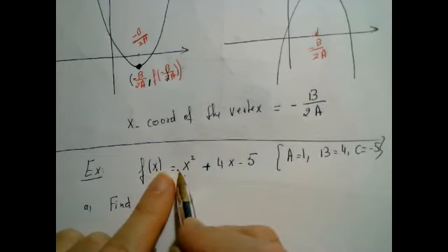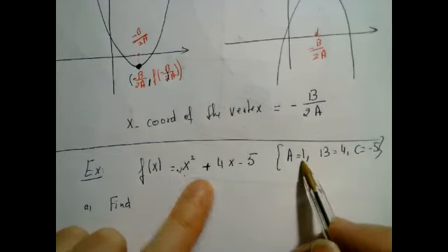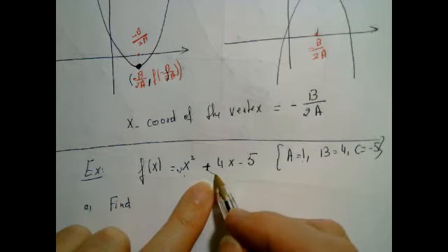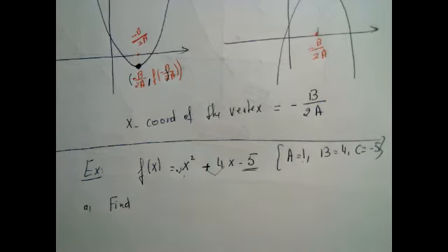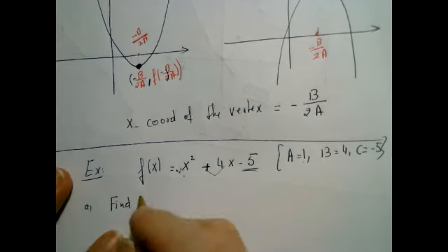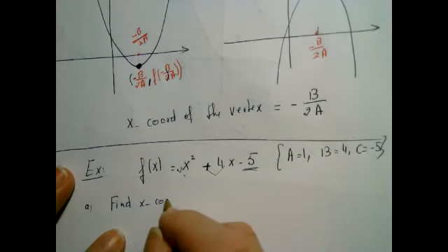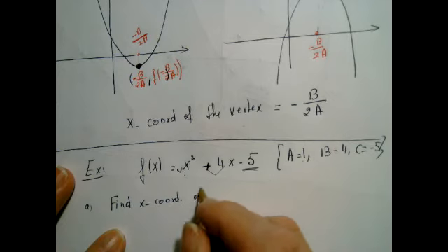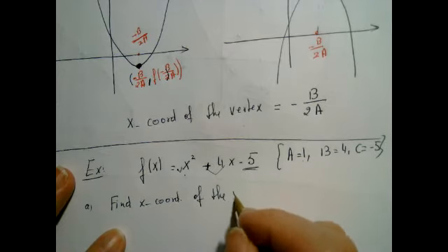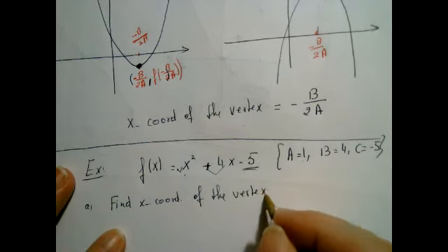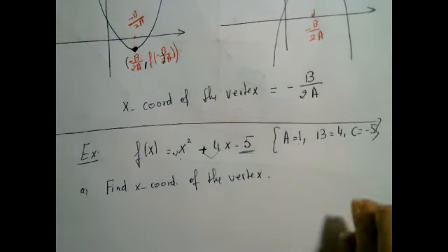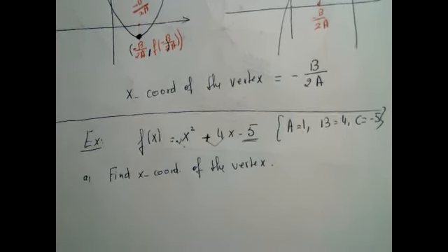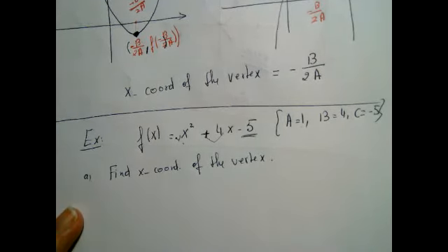So you always have to identify a, b, c when you have a quadratic. A is what multiplies x squared, which is 1. B is what multiplies x, which is 4. C is the term that has no x. Question number 1 is find the x coordinate of the vertex. Okay, so that's a parabola. I want the x coordinate of the vertex, and then we will have a graph where I fit everything.